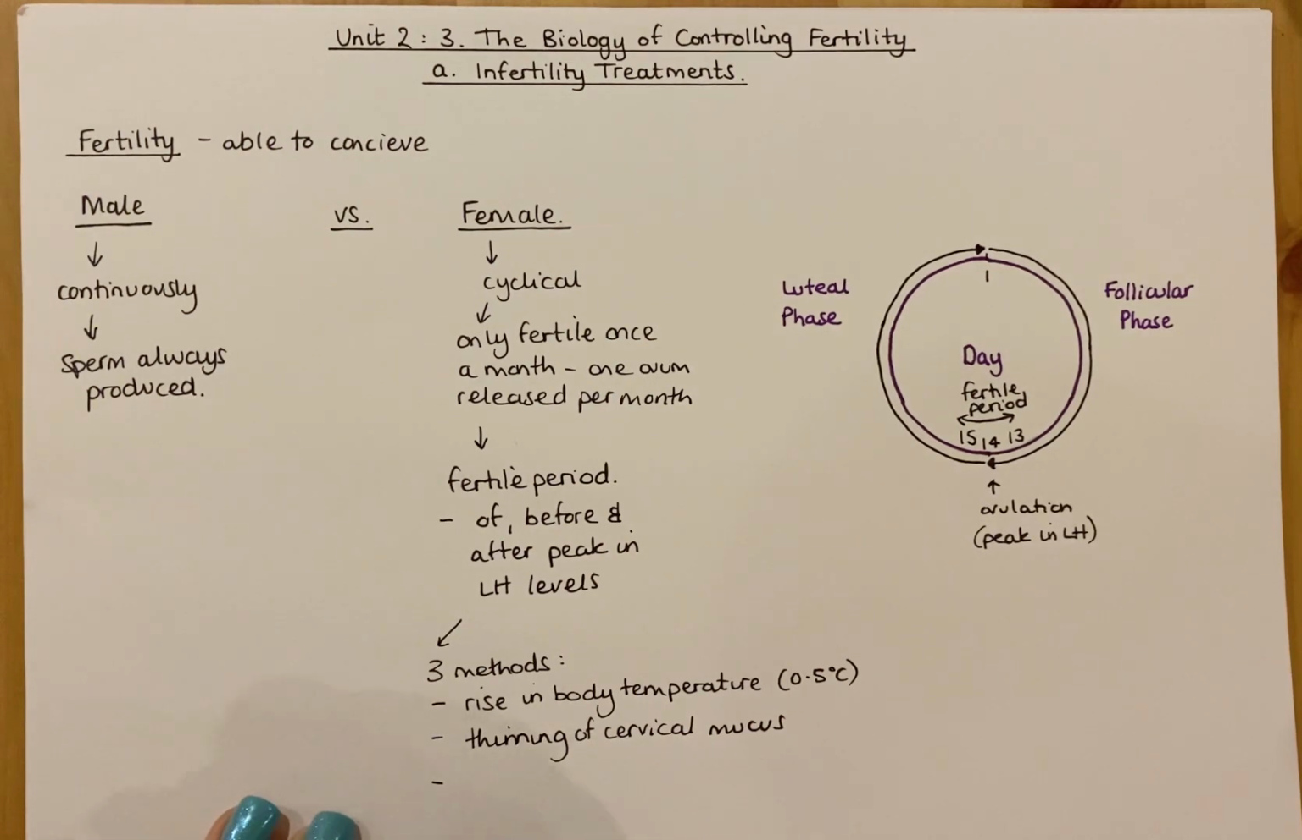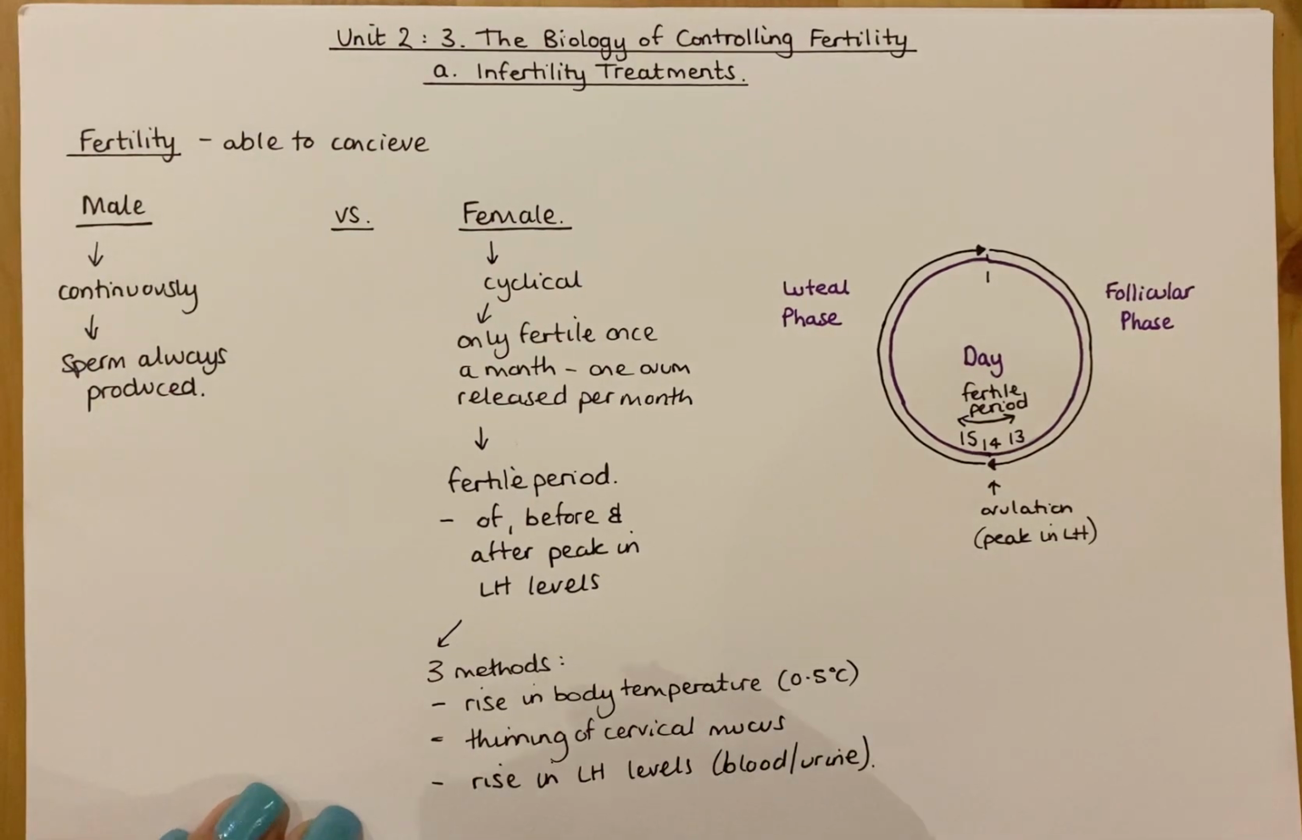And the last one, which can sometimes be detected through blood or urine, is a rise in LH levels, in either blood or urine. In terms of detection, you can also figure it out from the last menstrual period, but that's not exact because it could be different from month to month for a female.